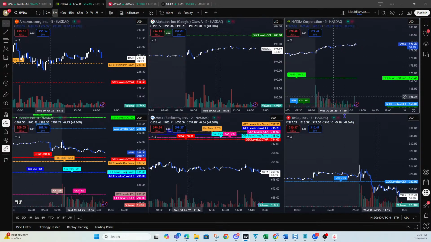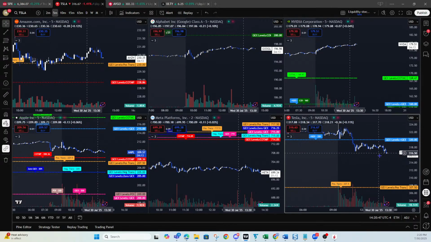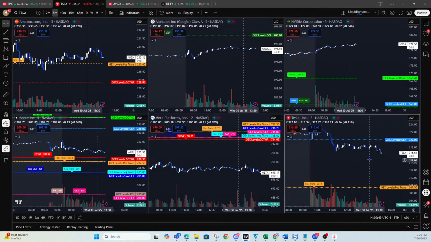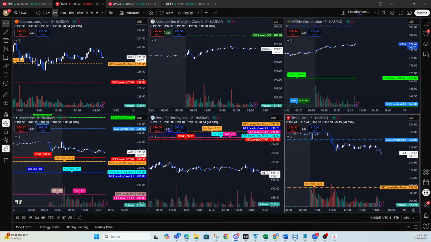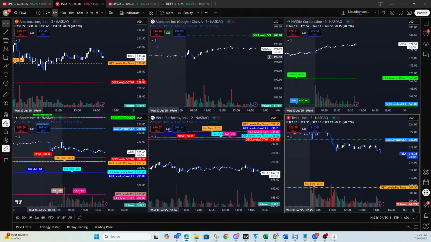Nvidia not really doing much. Tesla ran above peak X and then back down below plus X. So this is an area where we historically see some profit taking, possible monetization from our mechanical portfolio. That's P-Trans to plus GEX. So that would be one to definitely keep an eye on. If we stay under that 320, that could be an area of monetization if we run up there.